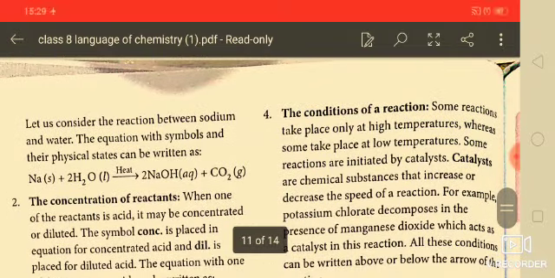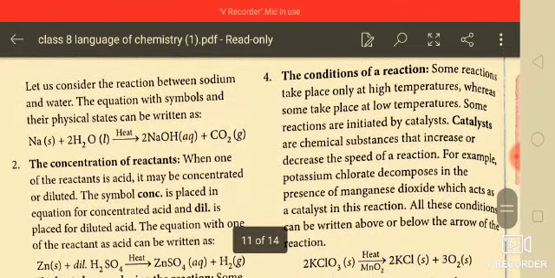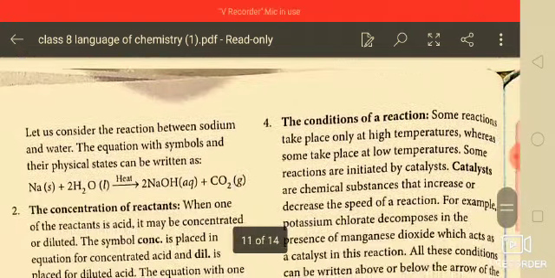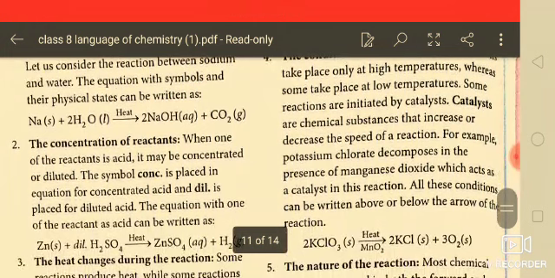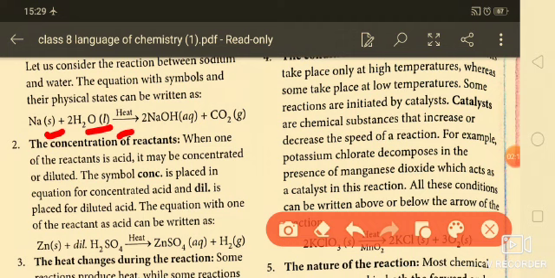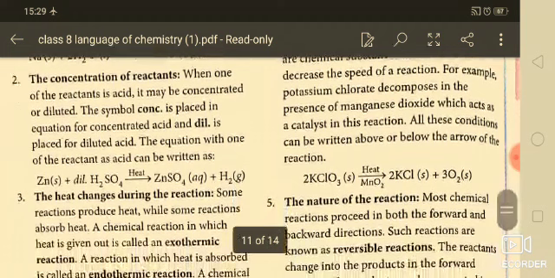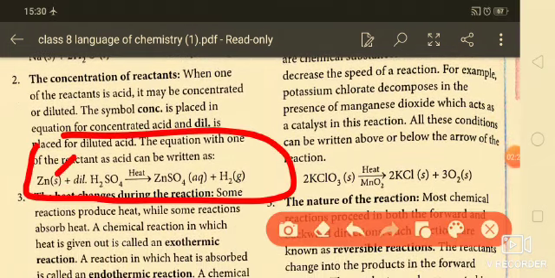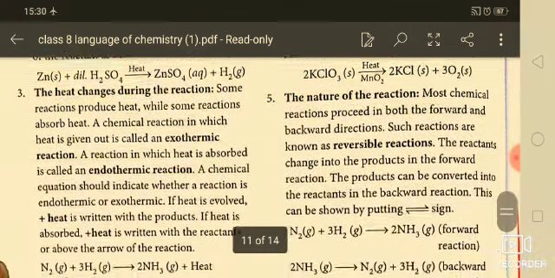Now next one, let us consider the reaction between sodium and water. Here you will mention that sodium is solid, H2O is liquid, and when you heat it, you will find aqueous NaOH and CO2. And the concentration of reactant, like zinc, reacted in solid form with dilute H2SO4 and gives zinc sulfate when it is heated, and this zinc sulfate is aqueous and hydrogen is in gaseous form.